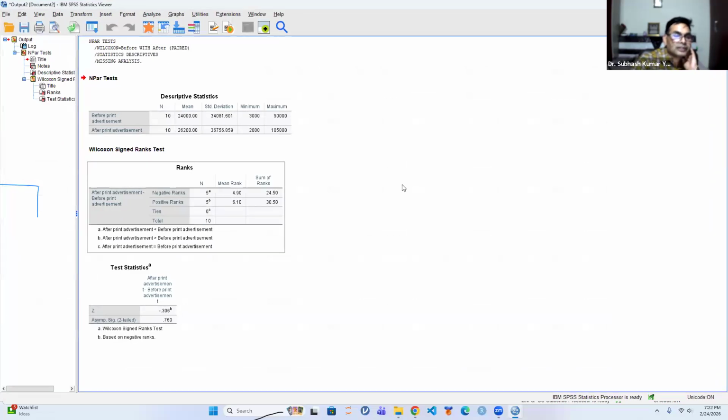Otherwise, click on OK. You can see here, these are the descriptive statistics, and these are the ranks, and these are the sum of the ranks. It is 30.5 and 24.5. So let us see what the test is saying: the p-value is 0.76, very, very high in comparison to 0.05. It means the advertisement is not effective at all in increasing the sale.